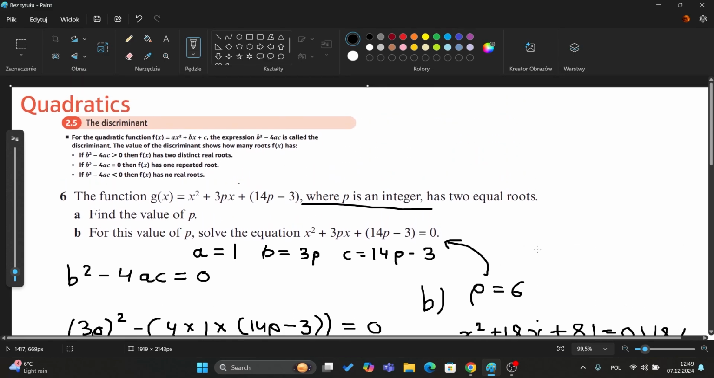And therefore we finished our quadratics topic of the discriminant, and you can exercise this on 2G.